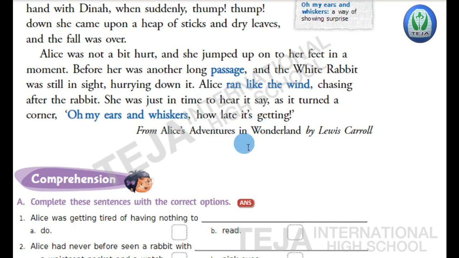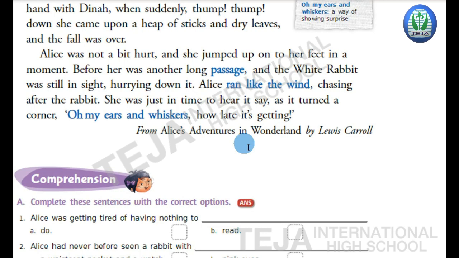Now the fall was over. She was on the heap of sticks and dry leaves. She didn't get any hurt. She stood on the heap of sticks and dried leaves. Meanwhile, she jumped onto her feet and did not get hurt. Now, as she was on the heap, she saw that the rabbit was going into another long passage. And the white rabbit was still in sight.